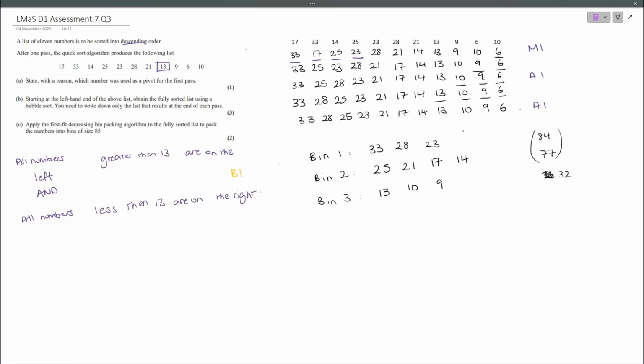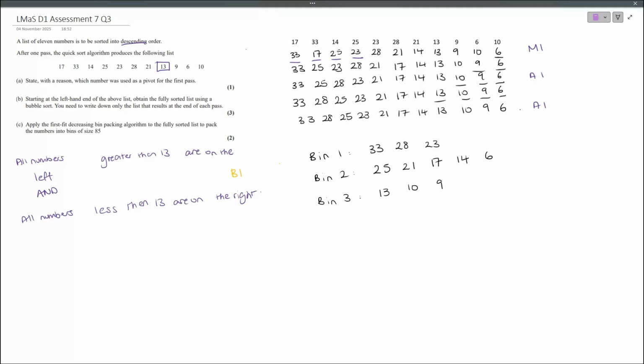Last but not least, does 6 fit into bin 1? No, it doesn't. Does 6 fit into bin 2? No, it doesn't. Sorry, yes, it does. 6 plus 77 is 83. 6 does fit into bin 2. And we've now finished. So where do the marks come from in this question?